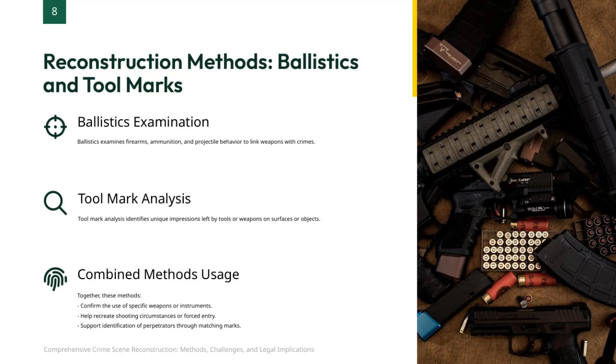When we talk about reconstruction methods, two key techniques come into play: ballistics examination and tool mark analysis. Ballistics examination focuses on firearms, ammunition, and how projectiles behave, which helps us connect specific weapons to particular crimes. On the other hand, tool mark analysis involves identifying unique impressions that tools or weapons leave on surfaces or objects. These marks are like fingerprints, providing valuable clues.